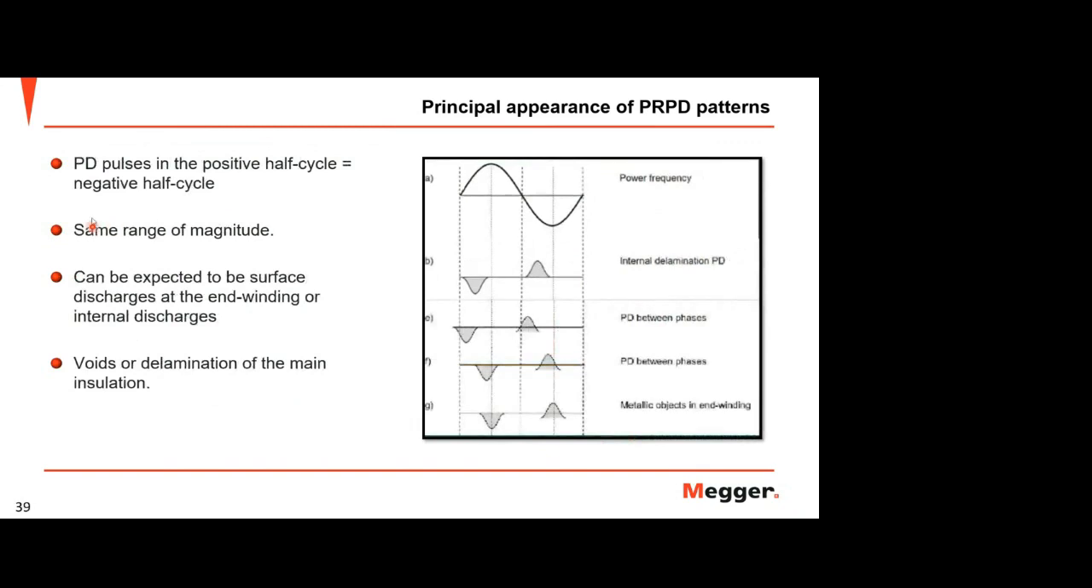This is PD pulse in the positive half cycle, same as in the negative half cycle. It can be internal delamination, PD between phases, or a metallic object in the winding. The magnitude is in the same range in both half cycles. This can be expected to be surface discharge at the end winding or internal discharge. Void or delamination of the main insulation can cause this PD type.